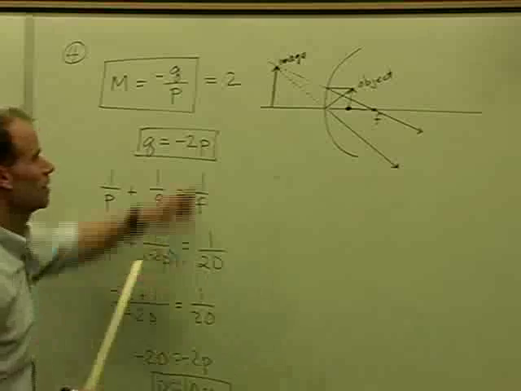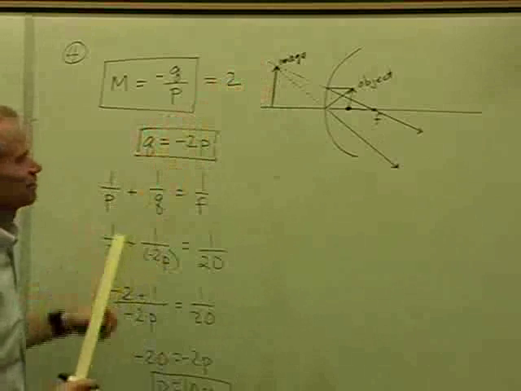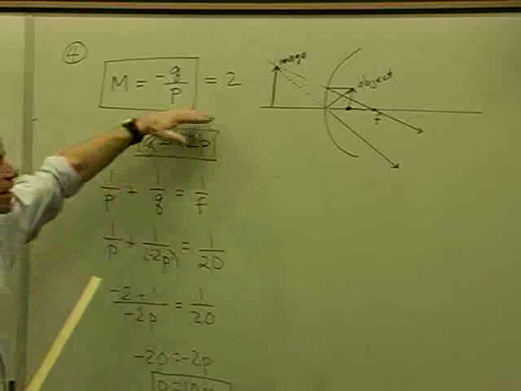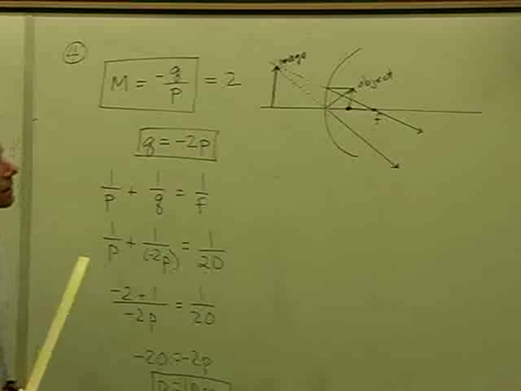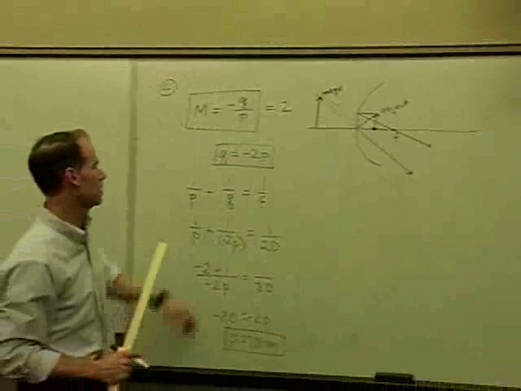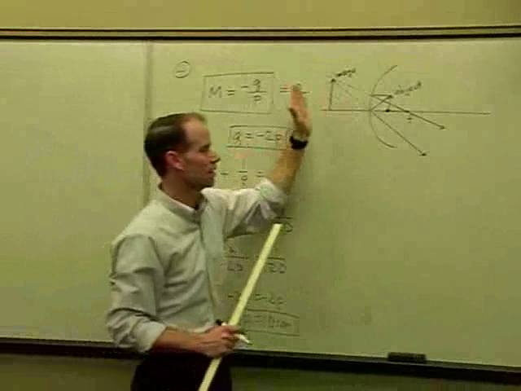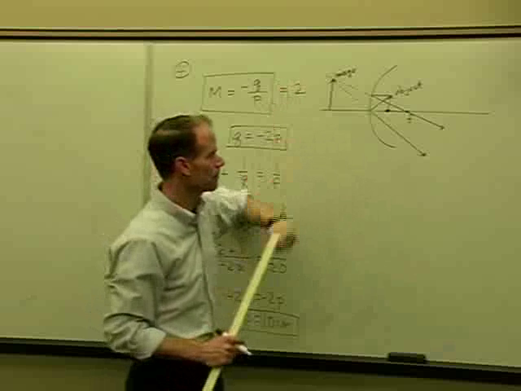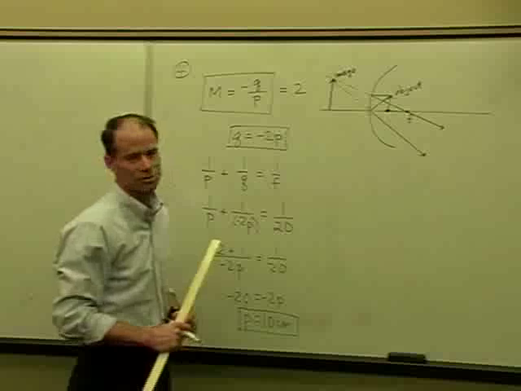Now we can see that the image is about twice the size of the object, roughly, and it is upright. It's not inverted, so it's positive. And it's virtual. And so our image distance is going to be negative because it's now on the side of the real rays. And our object distance is positive, and it seems to work.